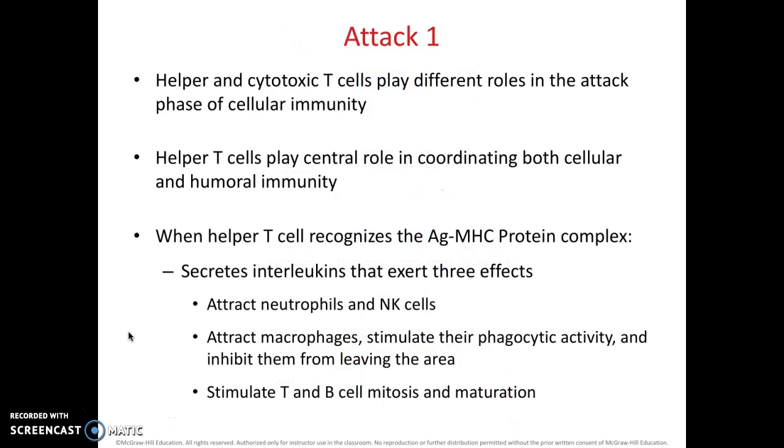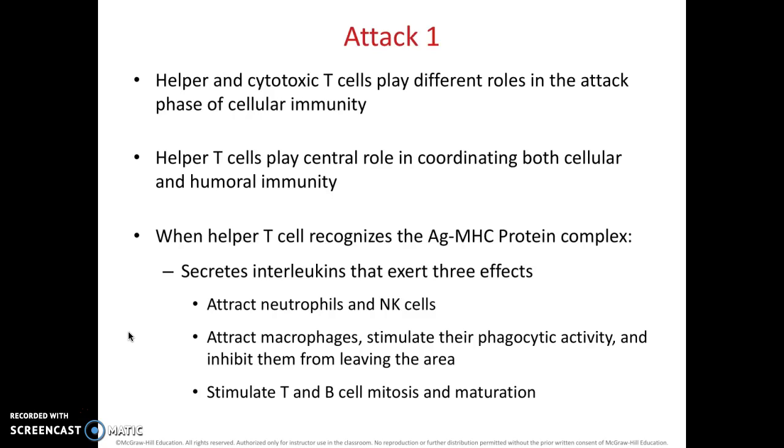So during that attack, the helper and cytotoxic T cells play different roles. Helper T cells will play a central role in coordinating cellular and humoral immunity. So they can kind of bridge the gap between that. When a helper T cell recognizes the antigen MHC protein complex, it will start to secrete interleukins that will exert different effects. So they'll attract neutrophils and natural killer cells.